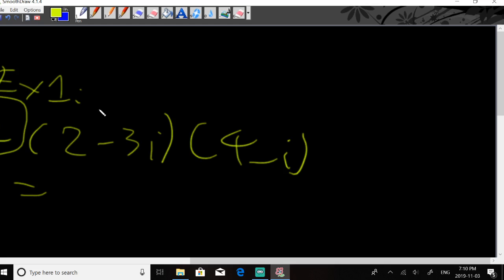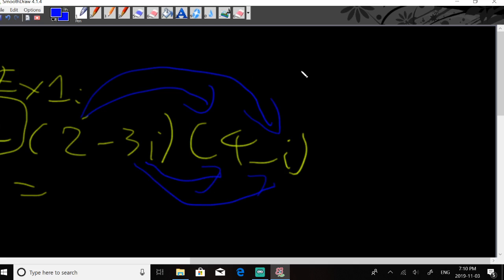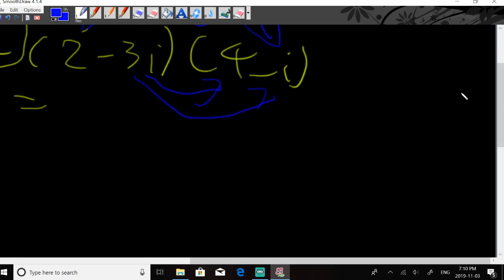So basically, multiply there, here, there, and right here. 4 multiplied by 2 is 8, minus 2i, minus 12i, plus 3i squared.